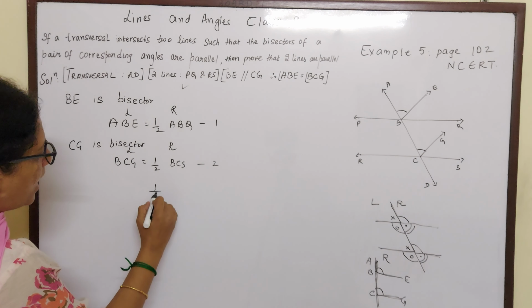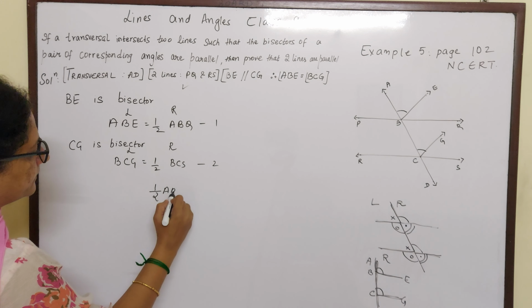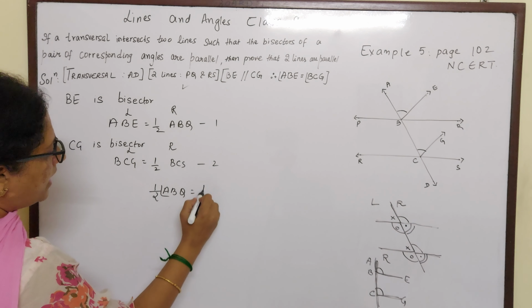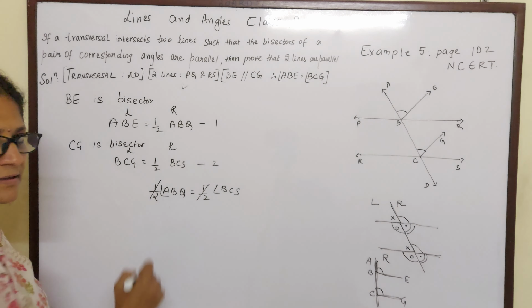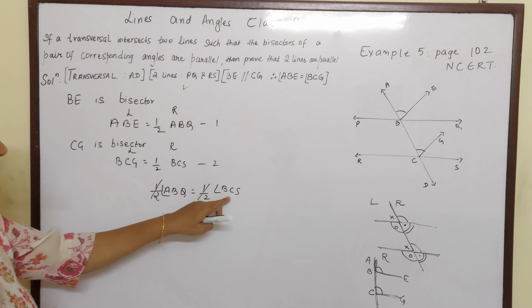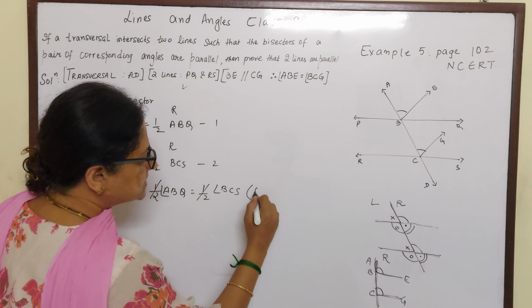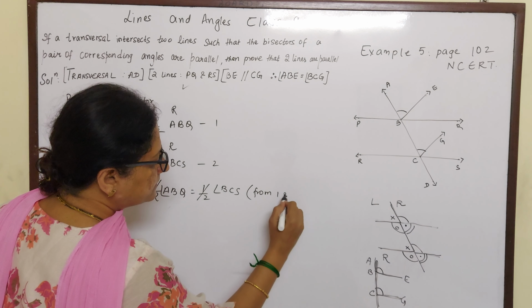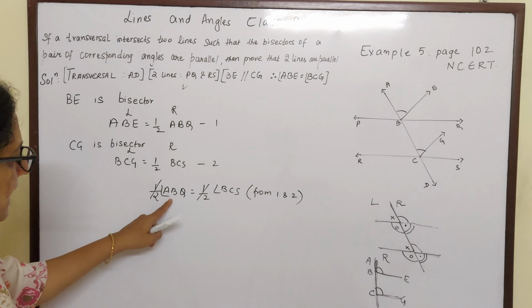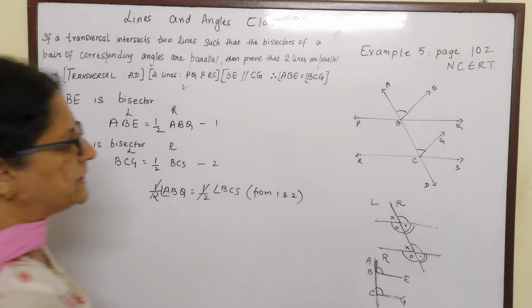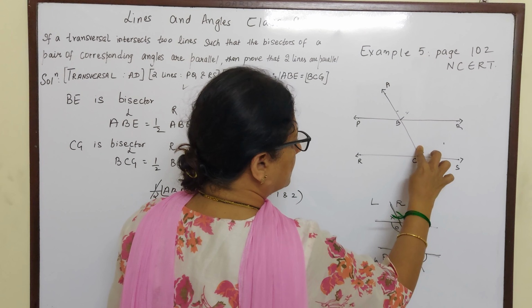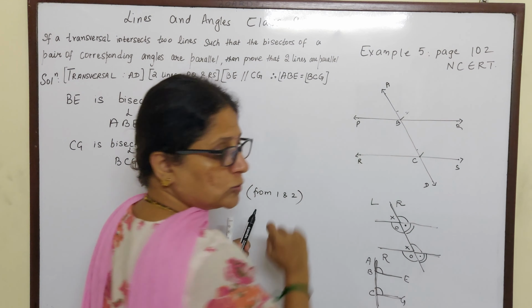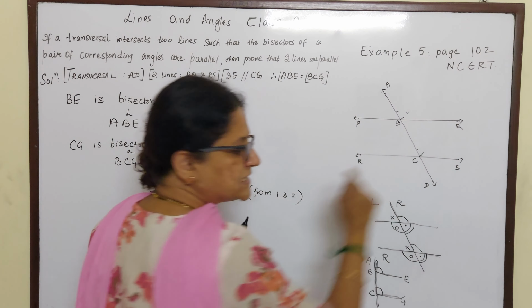So you can say half of ABQ is equal to half of angle BCS. Half gets cancelled. ABQ is equal to BCS. How did we get this? From equations 1 and 2. So ABQ is becoming equal to BCS. So let me show you what is ABQ. So ABQ is equal to BCS.